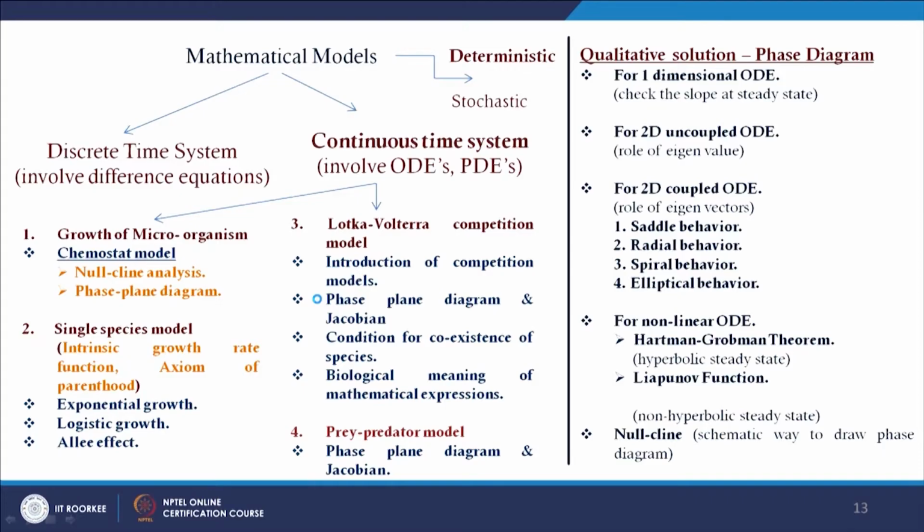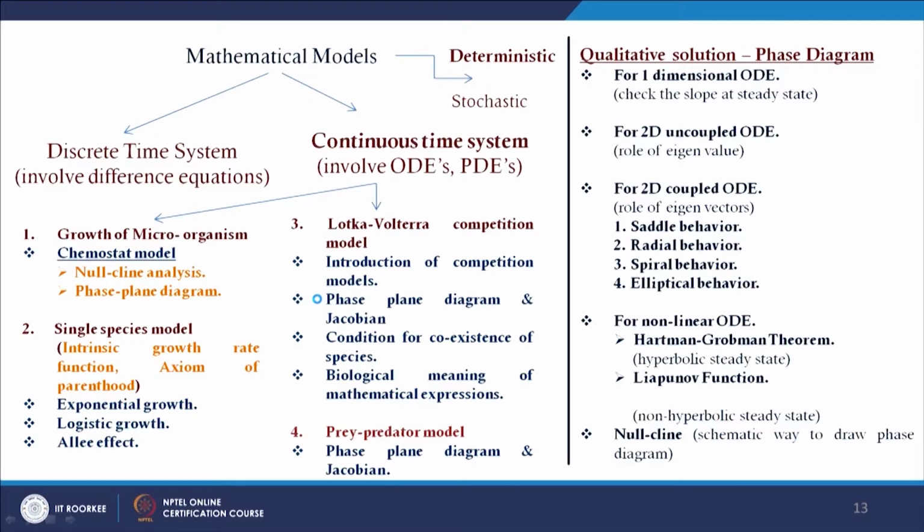So, first we have discussed the single species model, and it can be intrinsic growth rate function or axiom of parenthood. Then for this single species model we considered the exponential growth model, the logistic growth model, and finally, a special case model that is called the Allee effect.